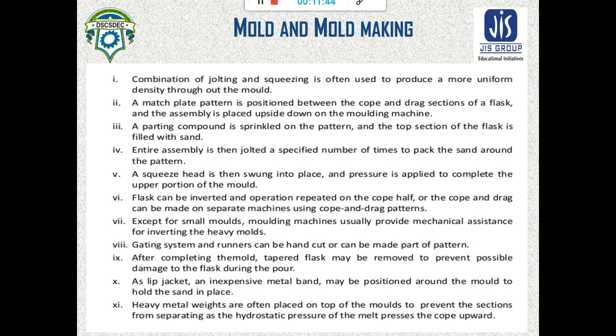Cope and drag can be made on separate machines by using cope and drag patterns. And for smaller molds, molding machines usually provide mechanical assistance for inverting the heavy mold, and the gating system and runner can be hand cut, or can be made into the pattern itself.